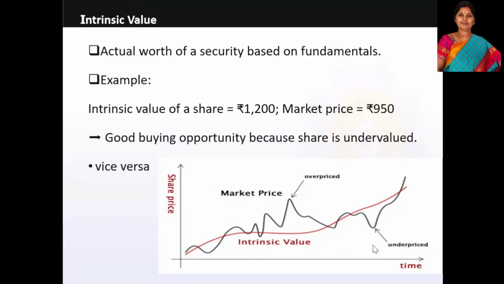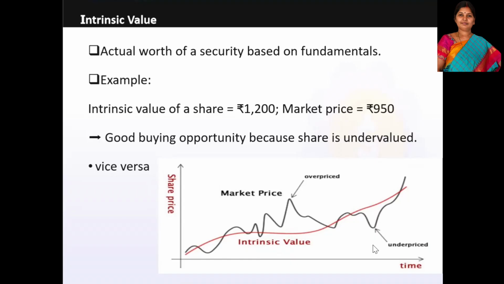Example, the intrinsic value of your share is 1200, means this is the real value of your share, right? And the market price is 950. Because the worth of the share is 1200, but it is quoted in the market for only 950. So what is our option? Buy that particular share. Grab that opportunity, buy that particular share, right? Because the share is undervalued.